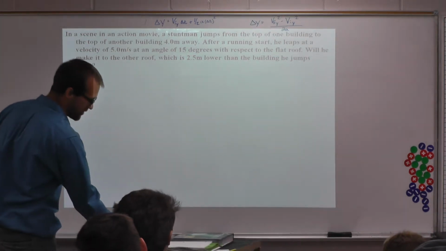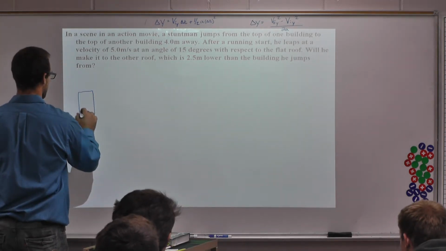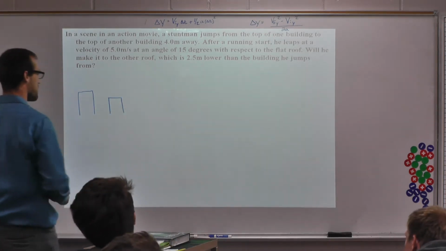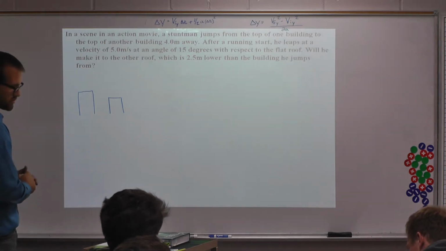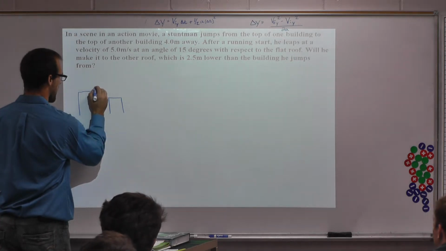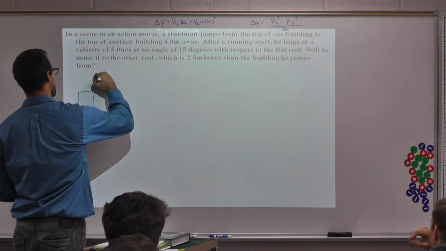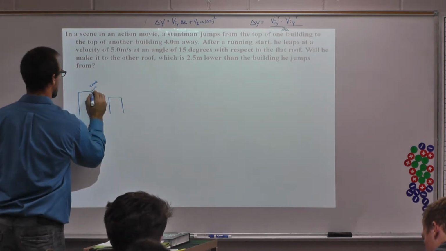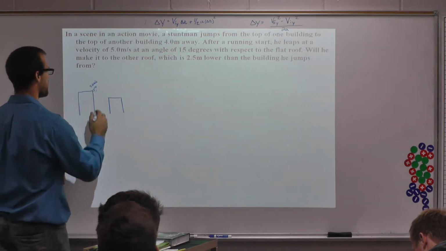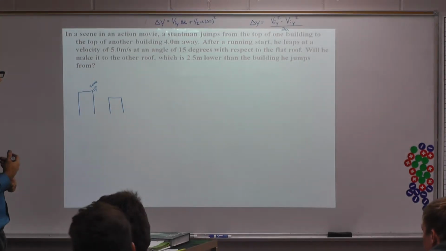So let's draw a picture. We've got some building, and we've got some building here. He's jumping off one building to another. Now notice, he's jumping right off the corner at an angle, correct? So we know that he's going initially at 5.0 meters per second, and we know this angle here with respect to the flat roof is 15 degrees.